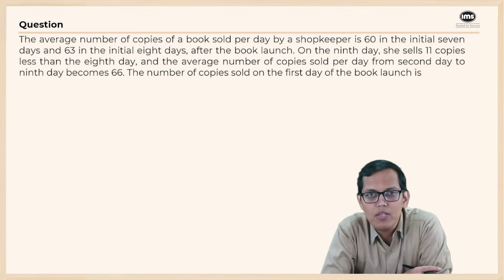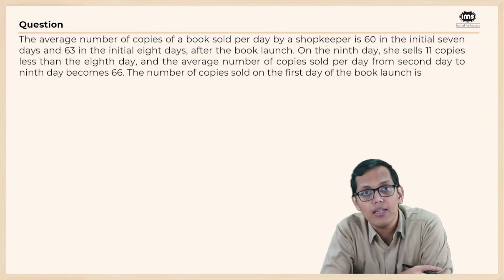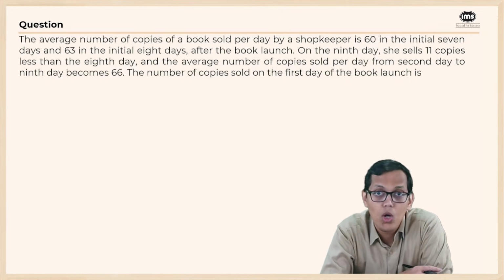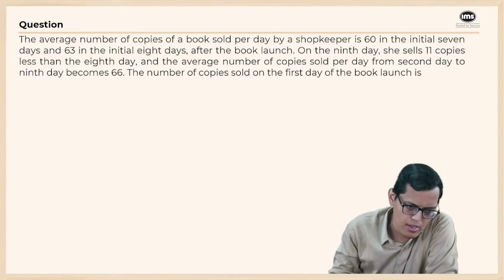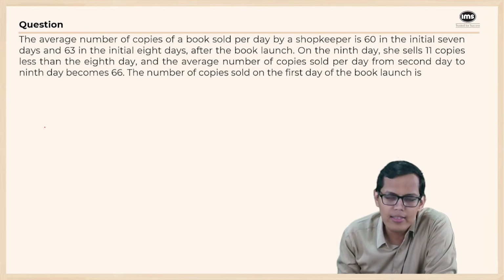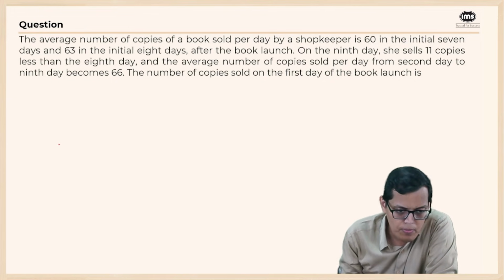The average number of copies of a book sold per day by a shopkeeper is 60 in the initial 7 days, but 63 in the initial 8 days. On the 9th day, she sells 11 copies less than the 8th day. The average number of copies sold per day from the 2nd day to the 9th day becomes 66, and we have to find the number of copies sold on the 1st day. So I'll try to explain this question using the drawing approach.